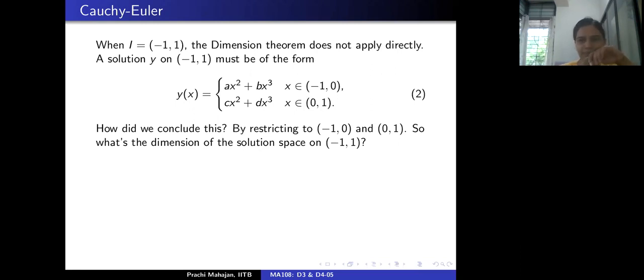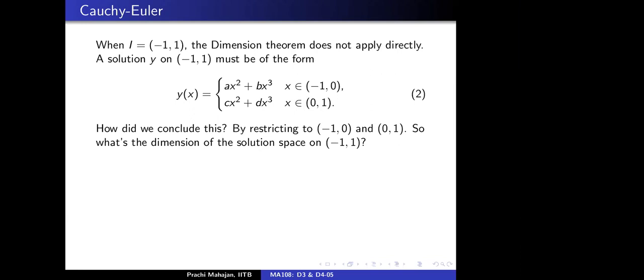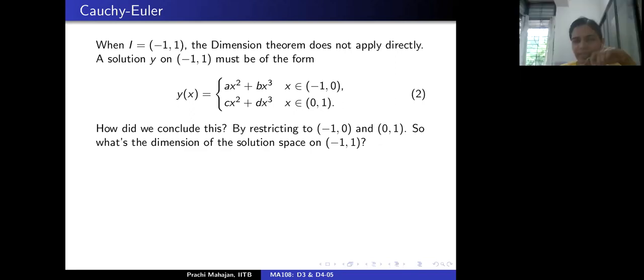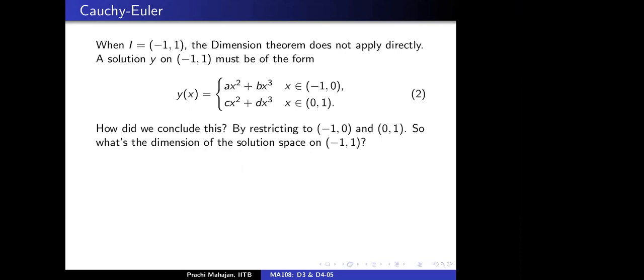Any suggestions? We can say that for a general format, it will be alpha times (ax square plus bx cube) plus beta times (cx square plus dx cube). Now opening up and summing up the coefficient of x square and collecting the coefficient of x cube, we'll get some gamma times x square plus delta times x cube. So you're saying it must be a 2 parameter family. So you're saying the dimension must be 2. Yes.